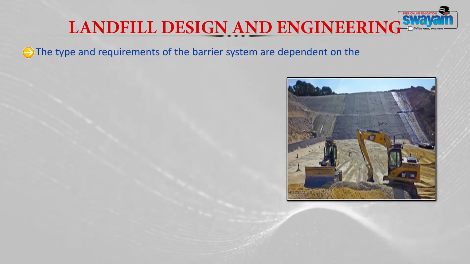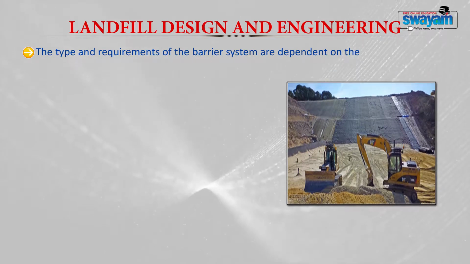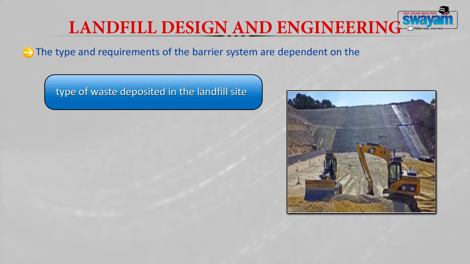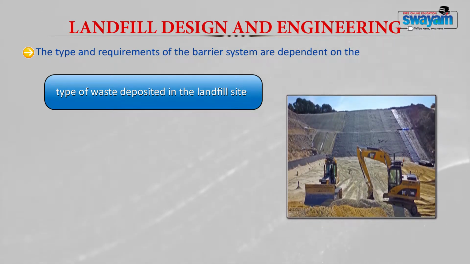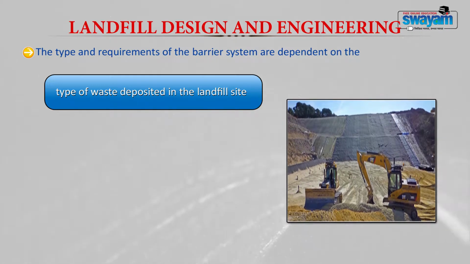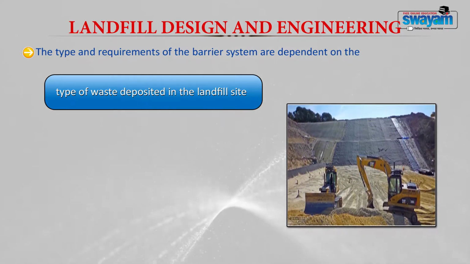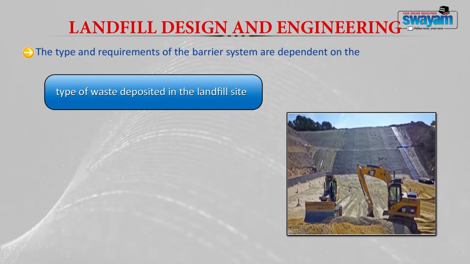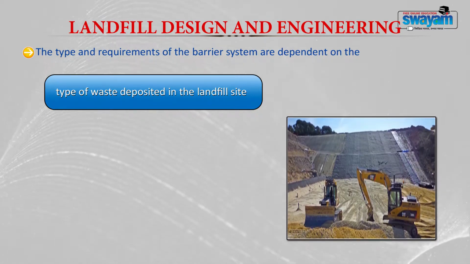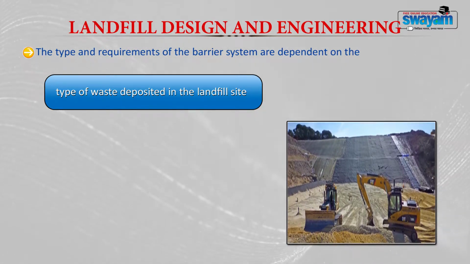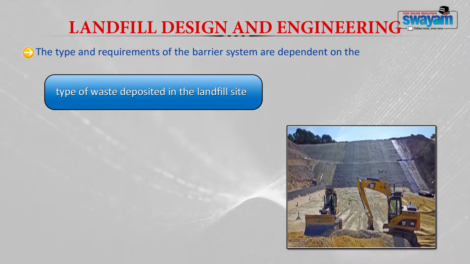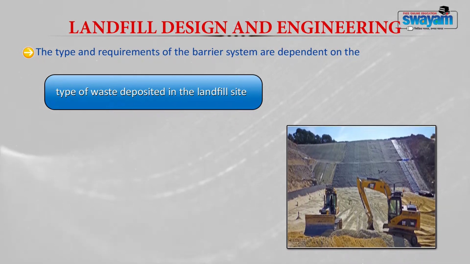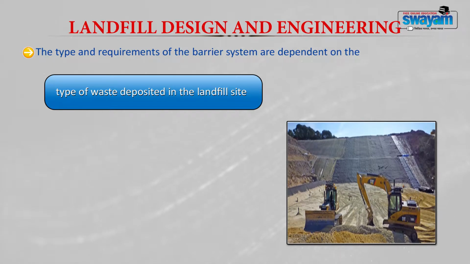Now, the type and requirement of a barrier system generally depends upon the nature of waste that is deposited onto the landfill site. For example, inert waste does not require much protection, unlike your municipal solid waste and your hazardous waste. When you compare municipal solid waste and hazardous waste, for hazardous waste you have to provide more protection. More protection, because a slight leakage of leachate from the hazardous waste can cause serious and dangerous hazard to the environment as well as to the health of an individual.